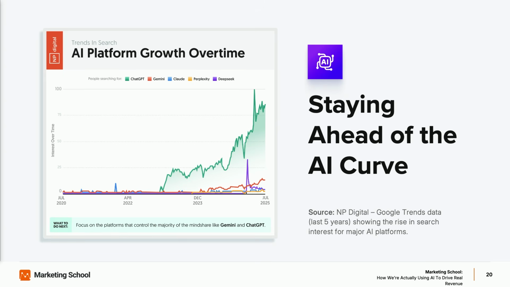Yeah. And then you got this one. Yeah, and this is AI platform growth over time. ChatGPT is crushing it. Doesn't mean that you should ignore the rest, but you should optimize for all of them. We don't know who's going to be the winner. And people are discounting Google. I really think Google's going to take a big slice.